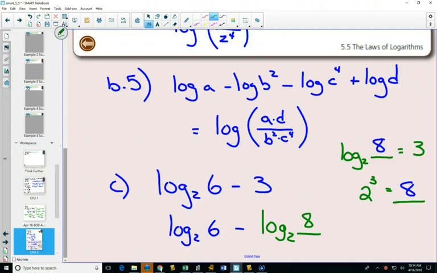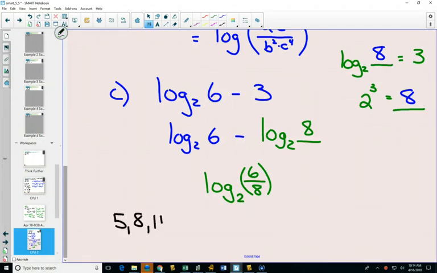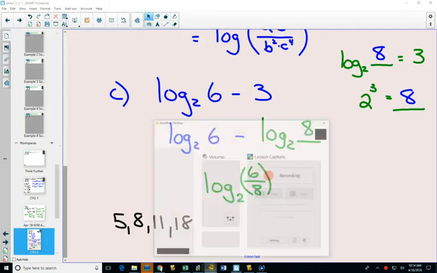So if I want to change 3 to a log base 2, 3 is equal to log 2 of 8. And now I can use a log law to write this as a single logarithm because I have a log minus a log. They're both in base 2. So combining them will be 6 divided by 8, which you could reduce to 3/4 or you could leave like that. 5, 8, 11, and 18.